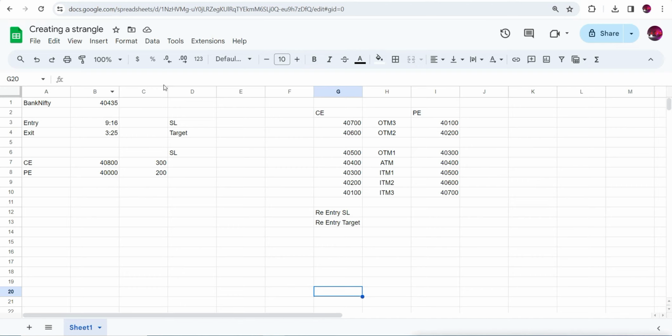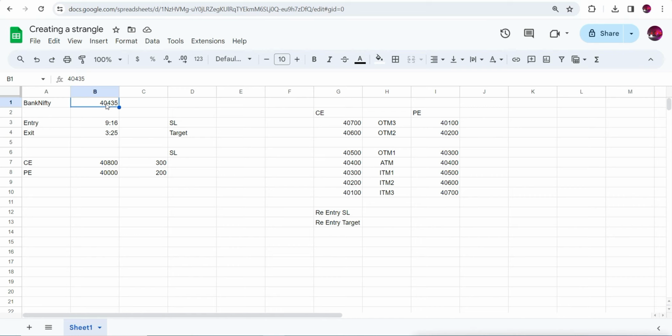I have opened the sheets here. So what is OTM1, OTM2 or OTM3? For example, at morning 9:16, Bank Nifty was at 44.35. That is just an assumption so it will be easy for you to understand. Just concentrate on this part. What is the entry timing? 9:16. So at 9:16, assume Bank Nifty is at 44.35.